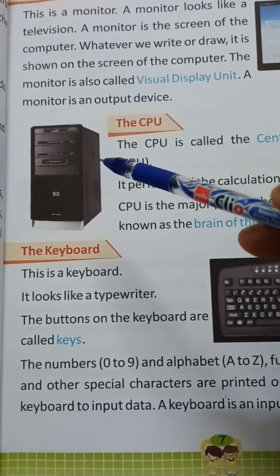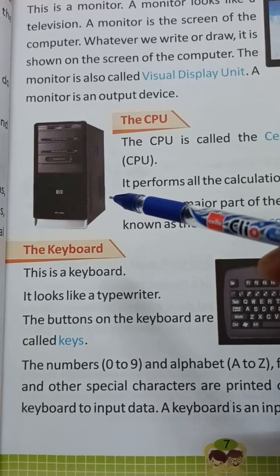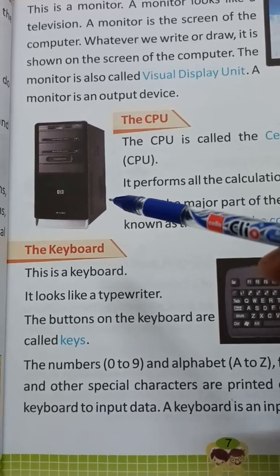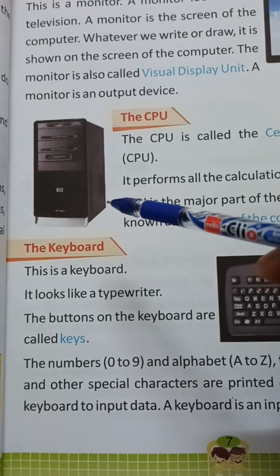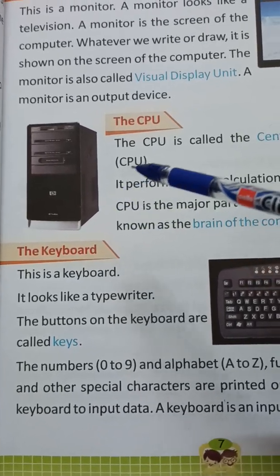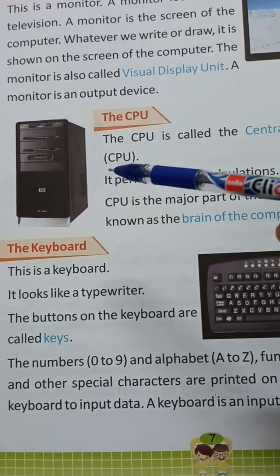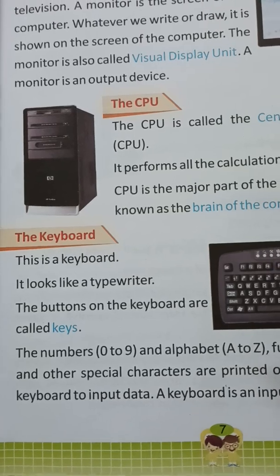Of all the parts of the computer, the CPU is one of the most important because it is the brain of the computer. Like in your body, the head is the most important part because it holds the brain. In this way, the CPU is the most important part of the computer because it is the brain of the computer. Now see the keyboard.